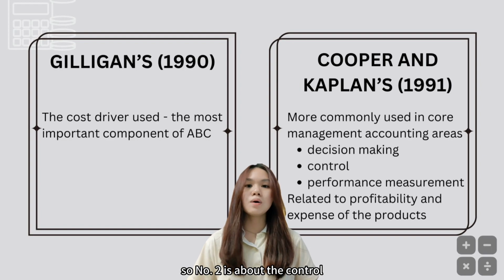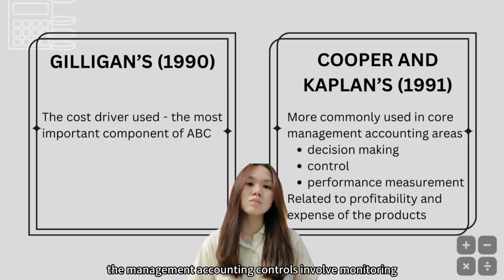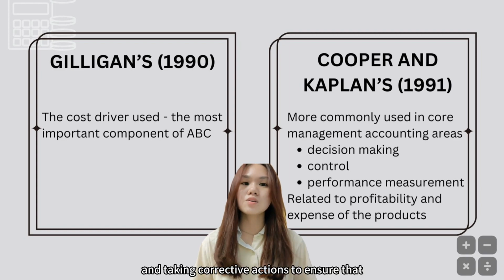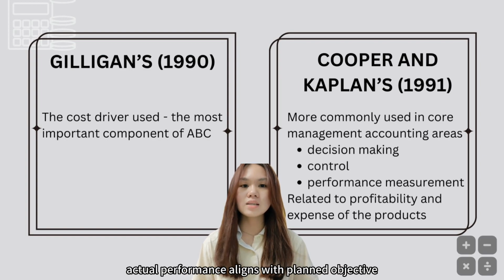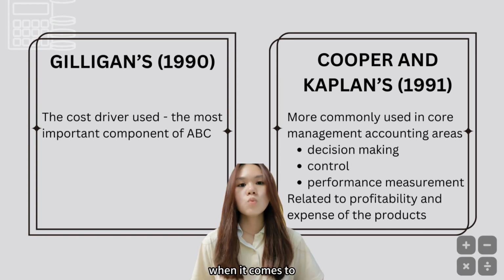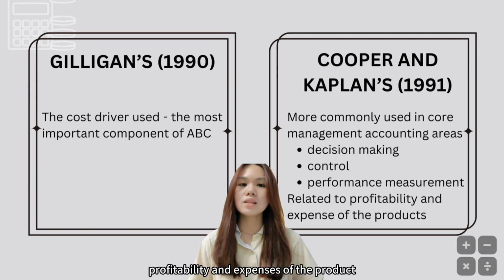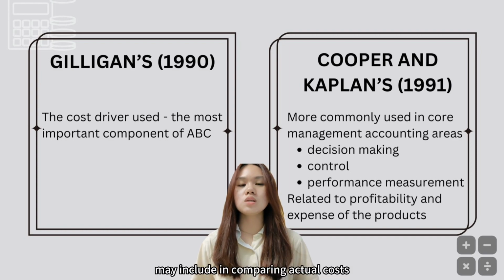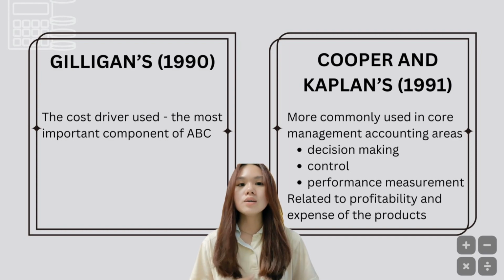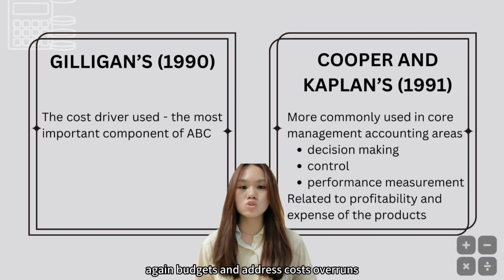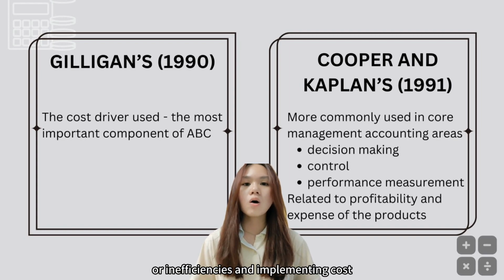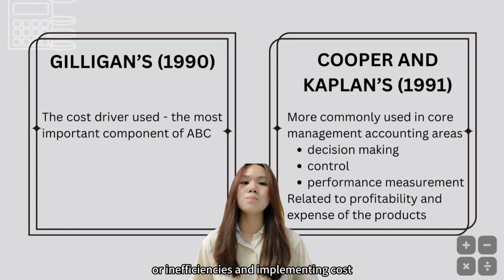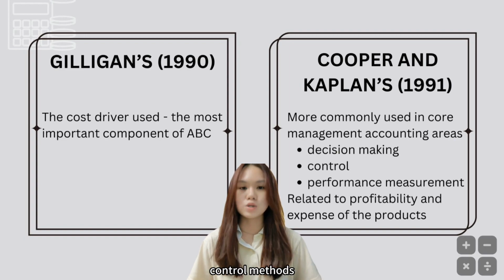So number 2 is about control. Management accounting controls involve monitoring, evaluating, and taking corrective actions to ensure that actual performance aligns with planned objectives. When it comes to profitability and expenses of the product, control activities may include comparing actual costs against budgets, addressing cost overruns or inefficiencies, and implementing cost control measures.